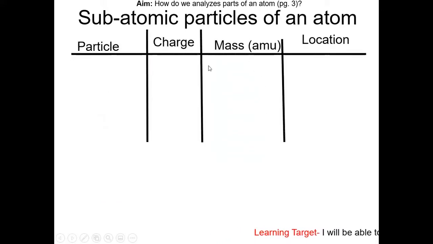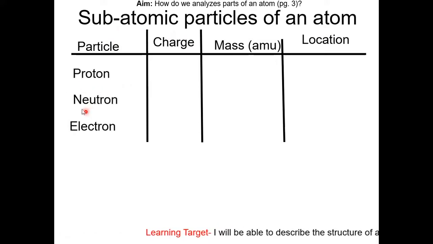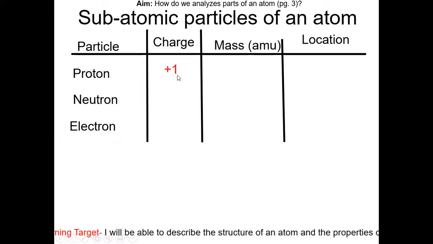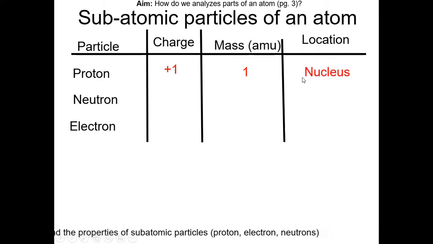Okay, so let's fill in this table for the subatomic particles of an atom. So there are 3 particles: proton, neutron, and electron. What's the charge of a proton? It's positive 1, right? So positive P. The mass of a proton is 1 AMU. AMU is the unit of mass here. AMU stands for atomic mass unit. You can look it up on the reference table. The location of a proton is the nucleus.